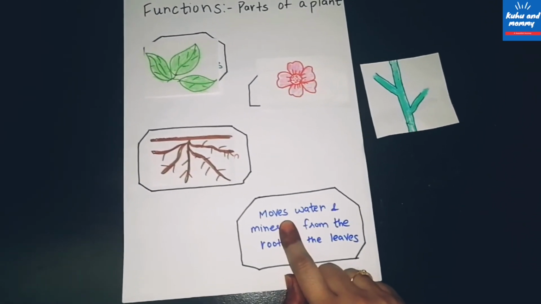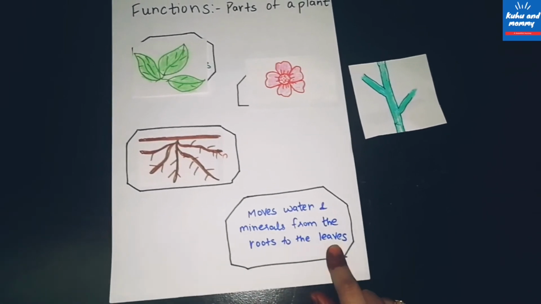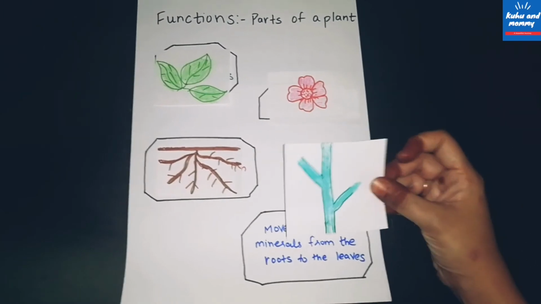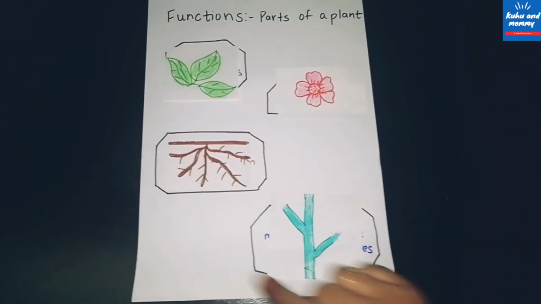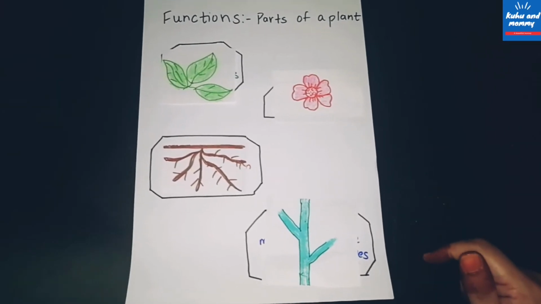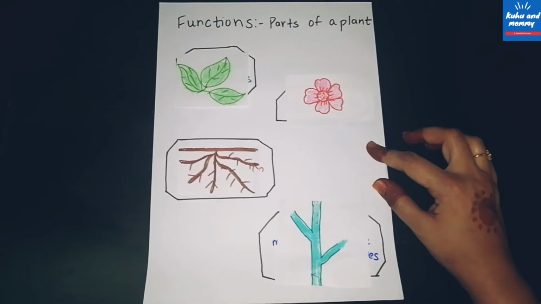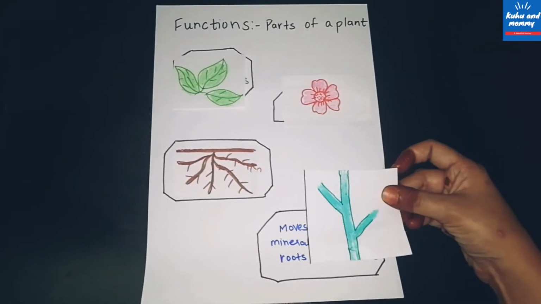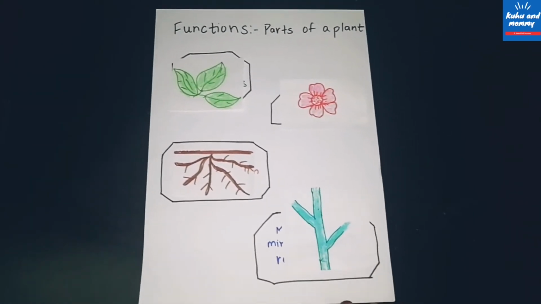Which part of the plant moves water and minerals from the roots to the leaves? The answer is stem. So, the stem moves the water and minerals from the roots to all the other parts of the plant. So, these are the functions of each part of the plant. So, with the help of this activity, you can make it interesting and fun for them.